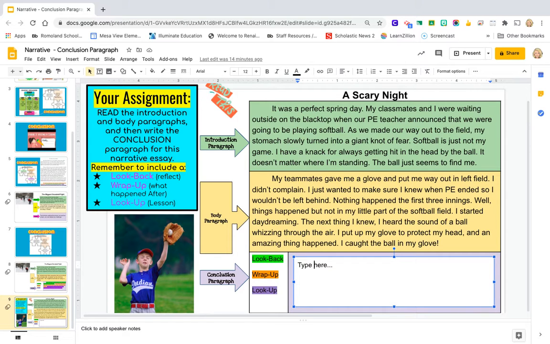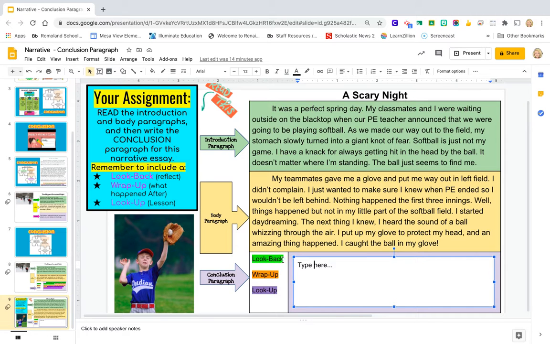Okay, well, technically, we know what the main plot is, right? The ball's coming right at him. But it's solved because the boy here, if he's the main character, he caught it. Yay! But let's think about how we can make a conclusion paragraph for this essay. So let's wrap it up.